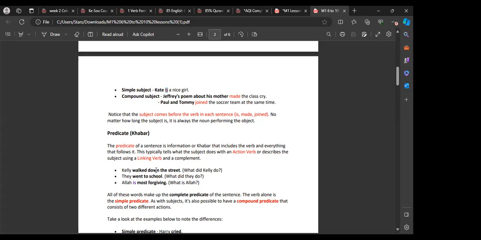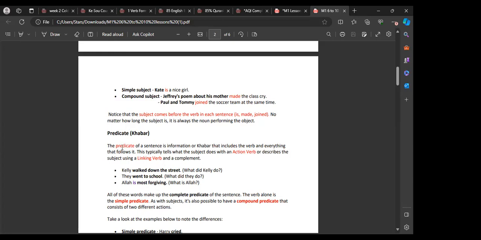So in the examples we saw earlier, Kelly walked down the street. Kelly is the subject, and walked down the street is the predicate. So the predicate of this sentence is walked down the street. They is the subject in the next one, and went to school is the predicate. It's the information of what they did. It answers the question, what did they do? And then we have Allah is the most forgiving. So Allah is the subject, and most forgiving is the information about Allah. It's the predicate about Allah.